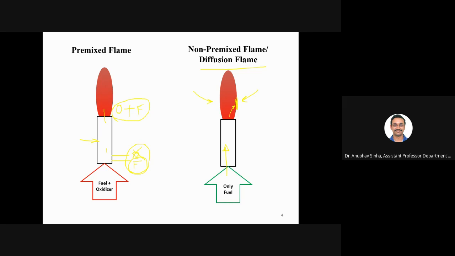Schematic, I wanted to show there is a flame, there is a tube, that's all. Okay? But what is the difference, sir? Clear?